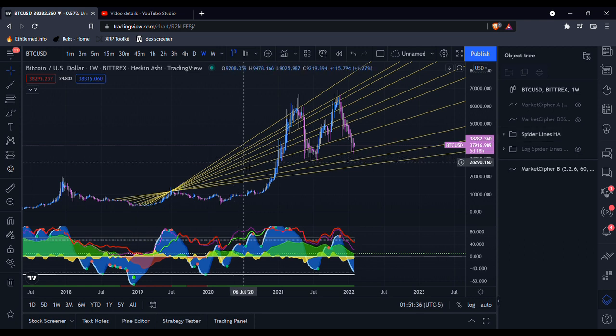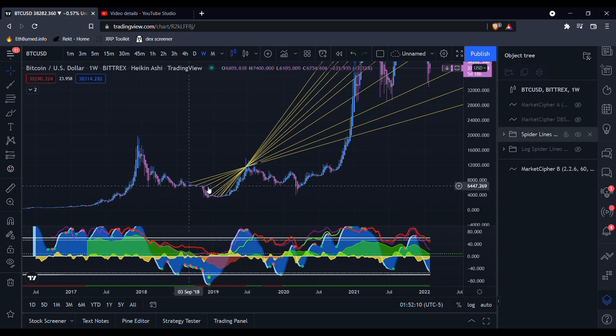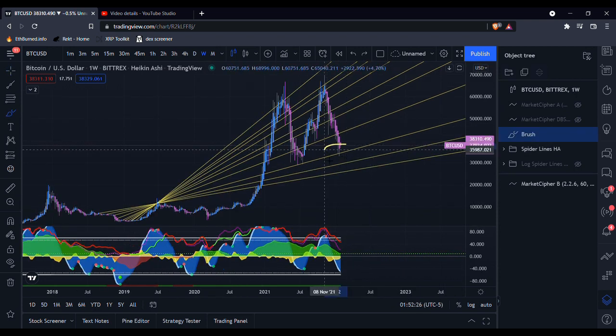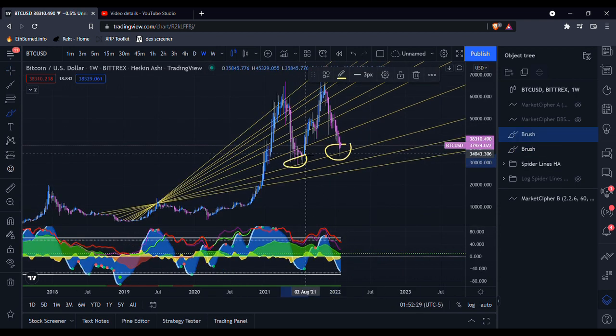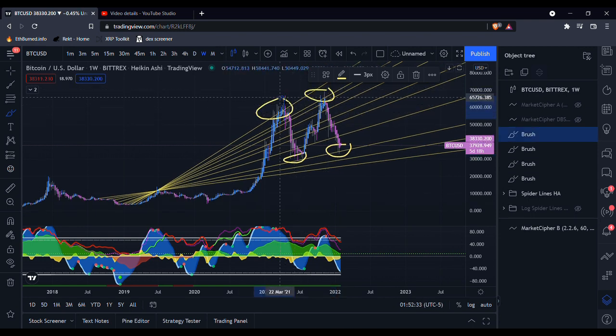If you follow CryptoFace on YouTube or Twitter, you've probably seen or heard him talk about spider lines, and it's pretty crazy how well they actually work, considering this isn't a technique that is reproducible anywhere else. From my understanding, this only works on Bitcoin and only works in this specific area. And as you can see, this does provide us with some very significant levels of support and resistance.